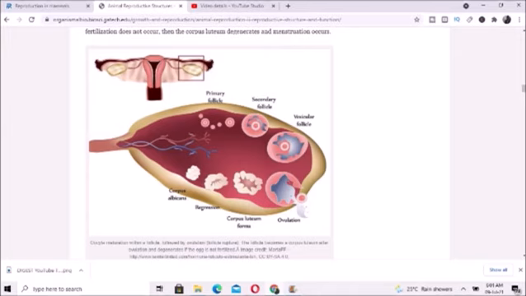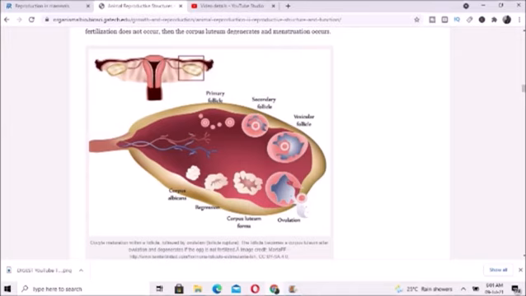If fertilization takes place, the egg production or egg release is blocked. If fertilization does not take place, egg release preparation starts again, and this process continues.